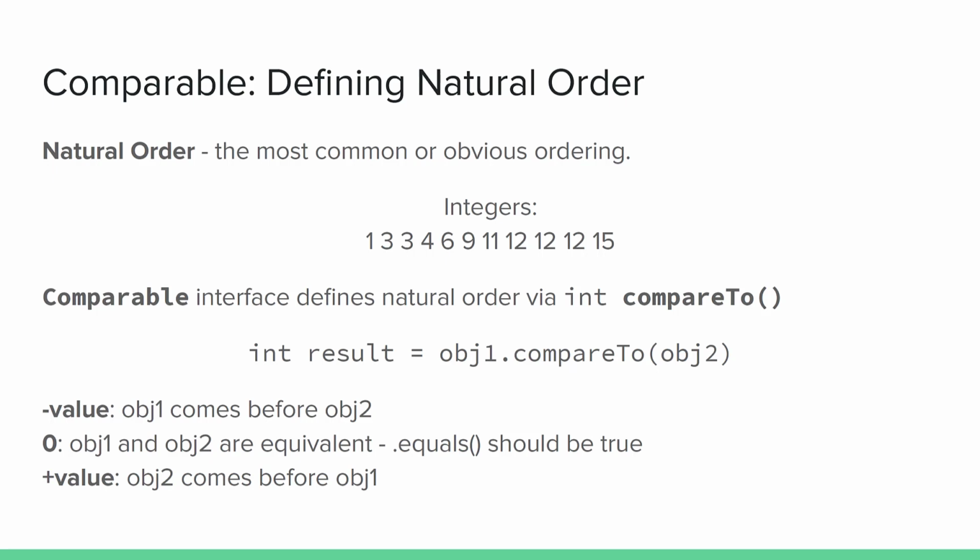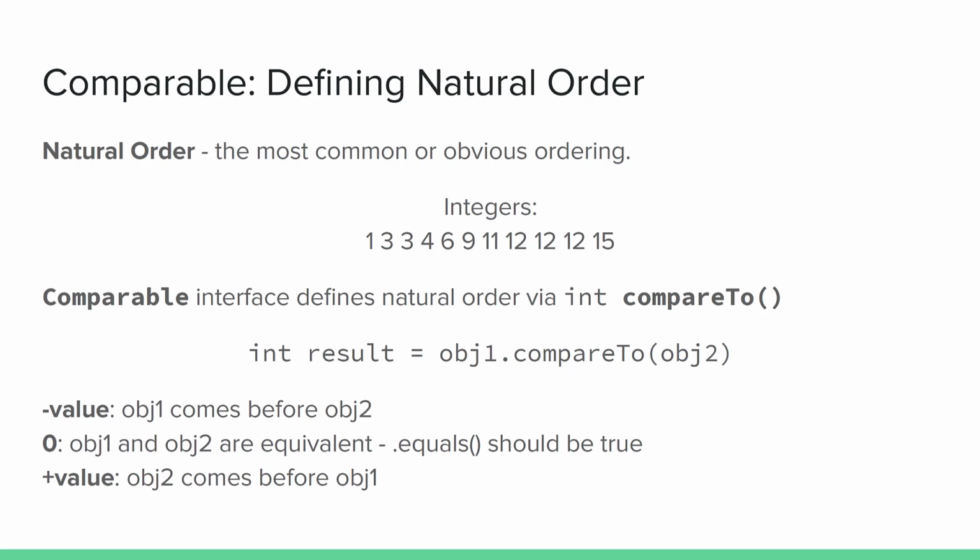If someone told you to put a collection of random integers in order, and that's all they told you, your default would be to put them in ascending order. So natural order should reflect the most common, most expected order.